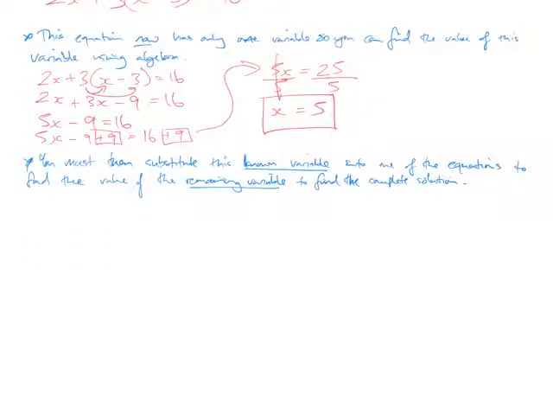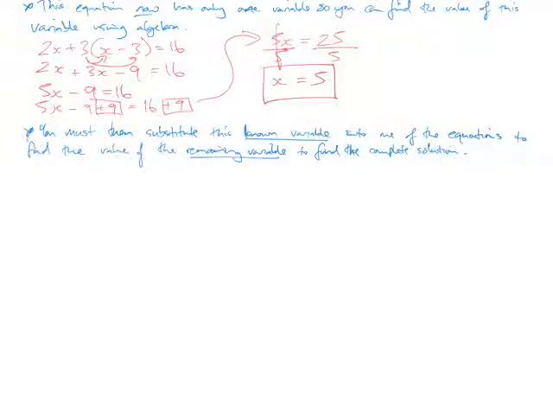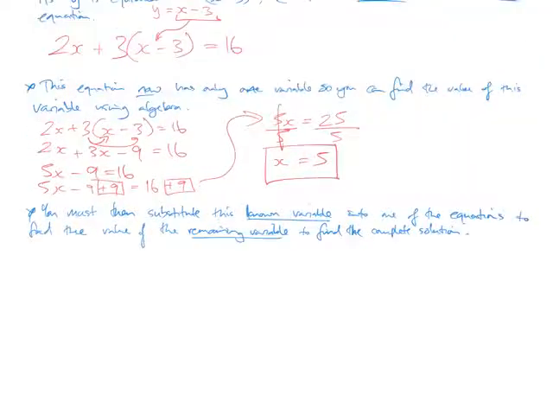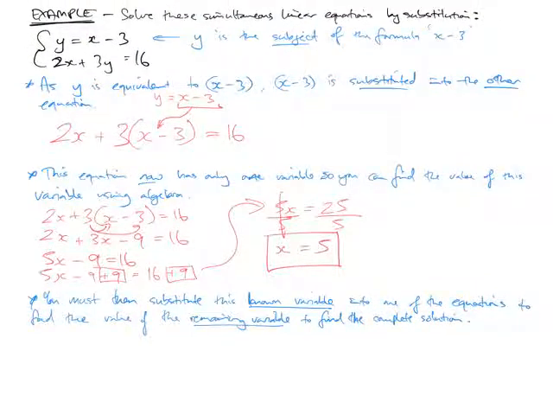Now if you remember from the previous video, the solution is x is equal to something and y is equal to something. So we've only got half of the solution. You must then substitute this known variable into one of the equations to find the value of the remaining variable. We only know what x is right now. We need to substitute that known value of x into one of the equations to find the complete solution. It can be any of them. I'll choose the easier one. I'm going to substitute x is equal to 5 into y is equal to x take 3.